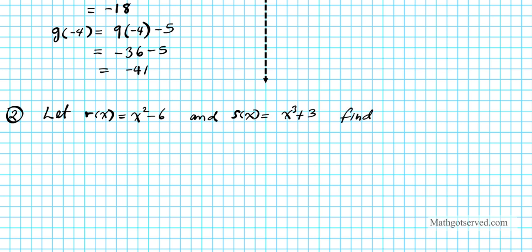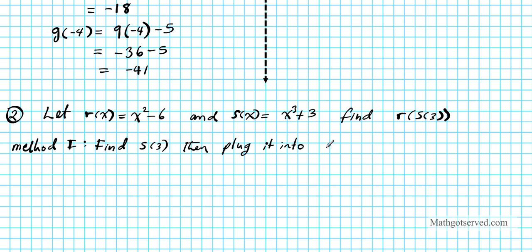Find r of s of 3, okay? We're going to do this using two different methods, and hopefully we should get the same result. For method 1, we're going to find s of 3. We're going to evaluate the inner function, the input function, at the point x equals 3, then plug it into r of x. All right, let's go ahead and do that.